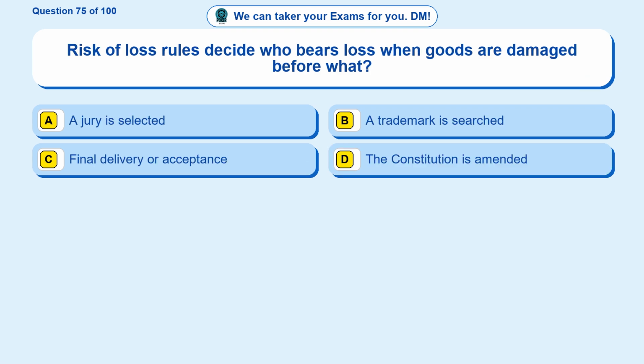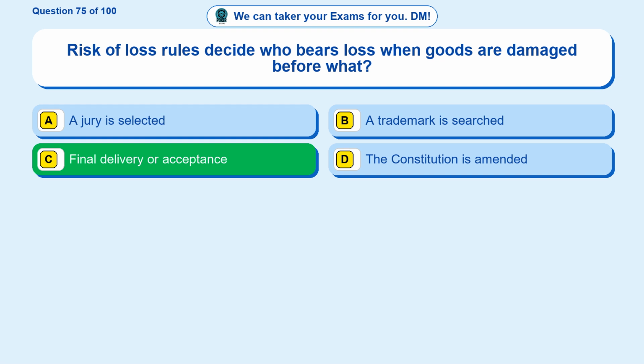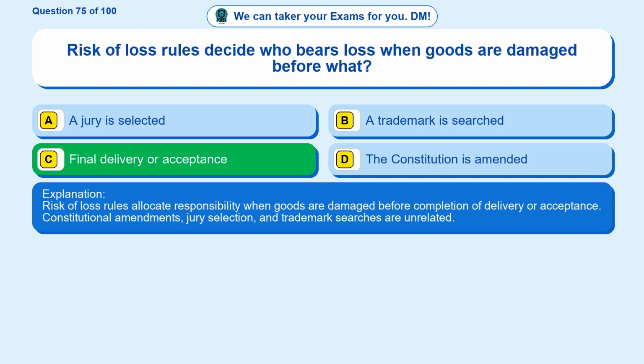Question 75. Risk of loss rules decide who bears loss when goods are damaged before what? Option A, a jury is selected. Option B, a trademark is searched. Option C, final delivery or acceptance. Option D, the Constitution is amended. The correct answer is option C. Final delivery or acceptance. Risk of loss rules allocate responsibility when goods are damaged before completion of delivery or acceptance. Constitutional amendments, jury selection, and trademark searches are unrelated.